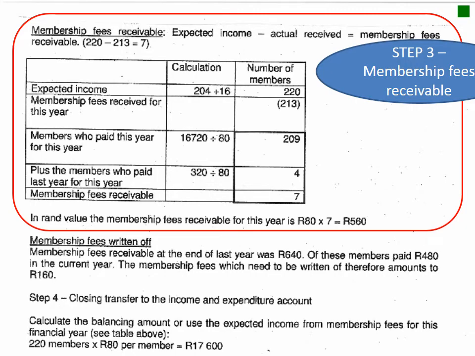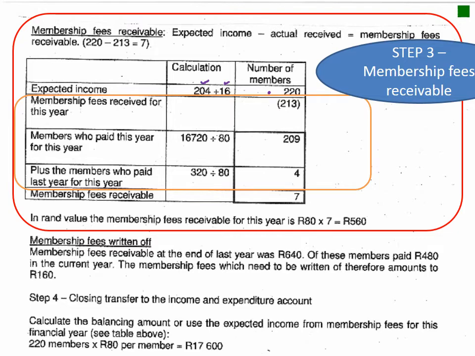So here's our 220 members that I just showed you. We have 204 members left at the end of the year, 16 who left during the year. So we're expecting that we would have had income for the year for 220 members.